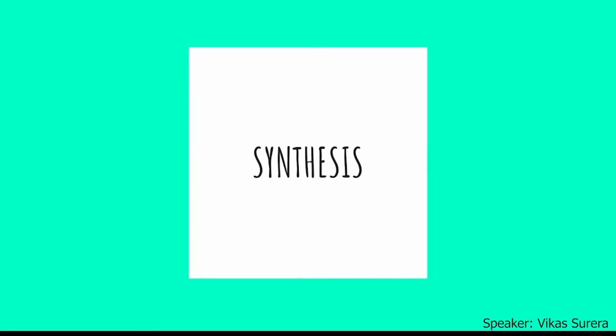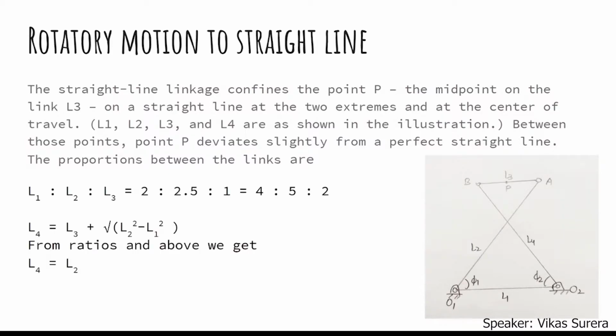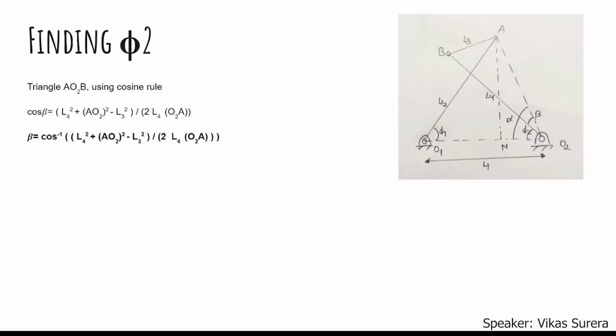Coming to the synthesis part, the point P, which is the midpoint of the coupler AB, is confined to move in a straight line. The link lengths L1, L2 and L3 are proportional to 4:5:2. From the mathematical relation we found that L4 is equal to L2. We took phi1 as an input, so we have to determine phi2 as a function of phi1.